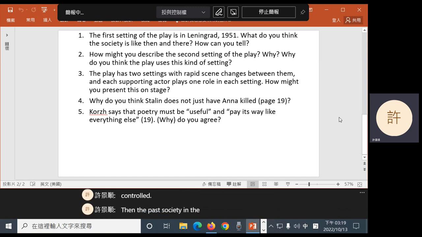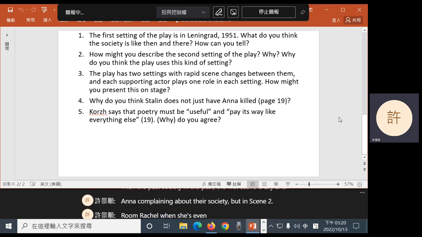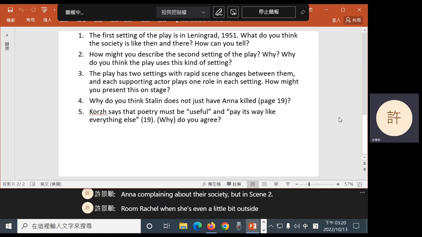In the past, the first scene is Lily and Anna complaining about their society. But in scene two, when Rachel is even a little bit outside of where she is supposed to be, this strange voice talks to her from a public address system, 广播系统, and tries to find out who she is, why is she there, what is she supposed to be doing. So it seems like in this far future society, there's even more control. Everything you do has to be following the rules.